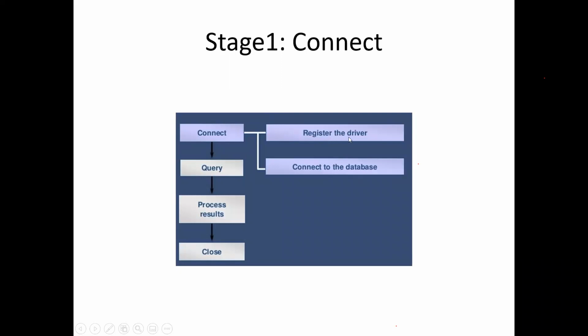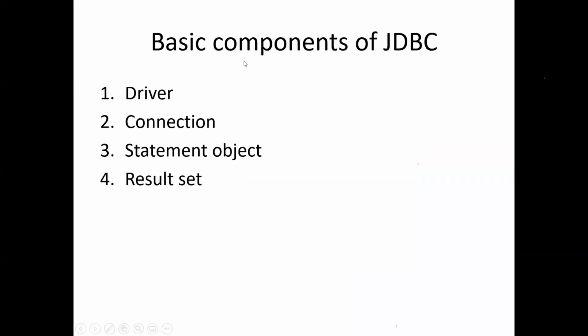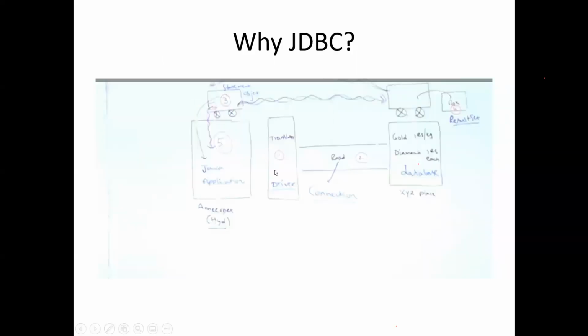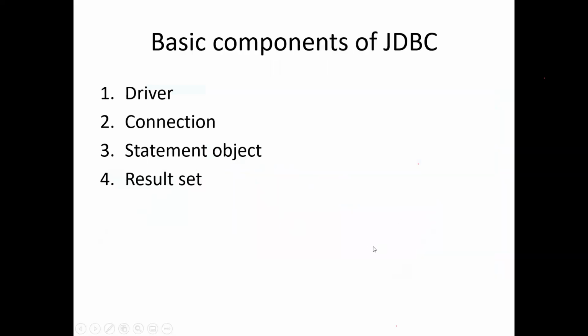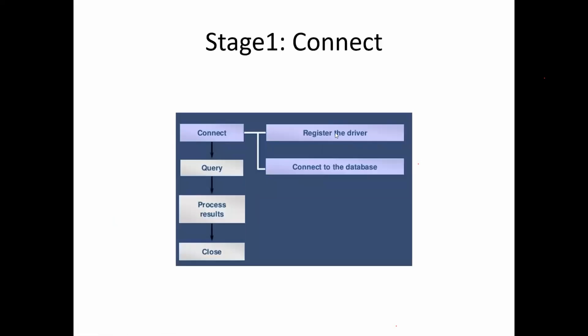Definitely with the help of the driver. That is the first component of JDBC, the driver. With the help of the driver only, we will communicate with the XYZ place, from Ameerpet to the XYZ place. That's why I assign the first priority to the driver, because it is a translator. Now, with the help of the road, the second priority is the road. That's why the second priority is the connection.